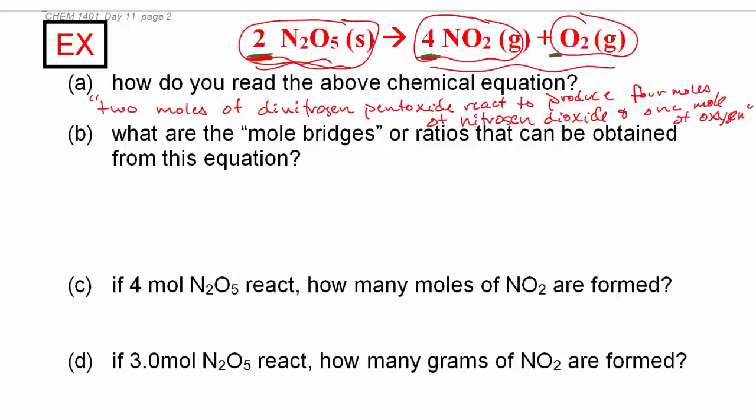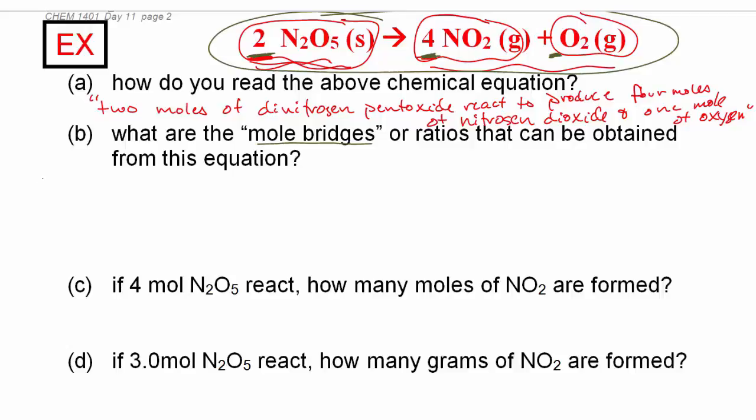So these molecules are very small, so we need to work with huge, huge units of them. A mole, 6.022 times 10 to the 23rd. So 2 moles of dinitrogen pentoxide produces 4 moles of nitrogen dioxide and 1 mole of oxygen, okay? Now we're going to use these chemical equations to convert from one compound to another, and we call that mole bridges. And they're just ratios that we get from the chemical equation.